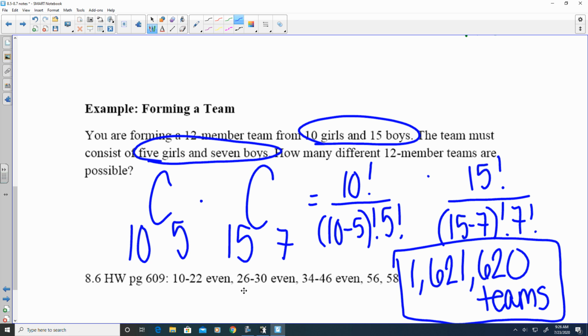And our homework is listed for section 8.6 on counting principles.